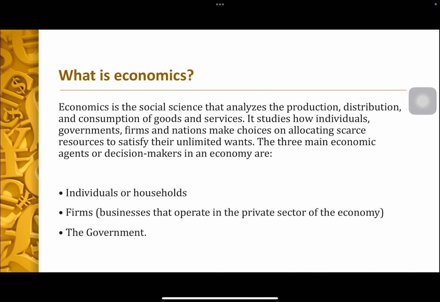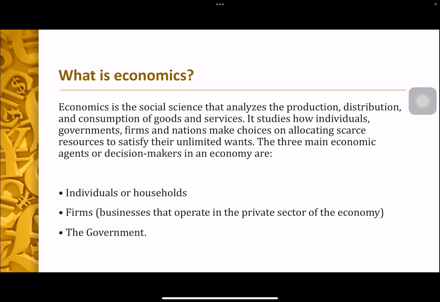So let's start with what is economics. Economics actually is a social science that deals with the production, distribution, and the consumption of goods and services. It studies how individuals, governments, firms, and nations make choices to allocate scarce resources in order to satisfy unlimited wants. So from this, we can say there are three main economic agents or decision makers.